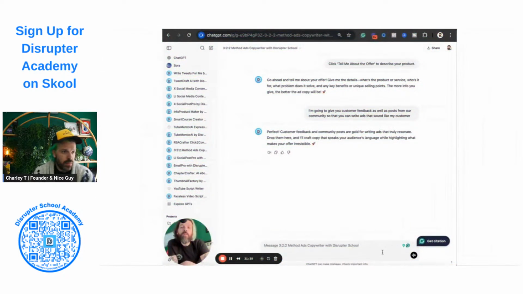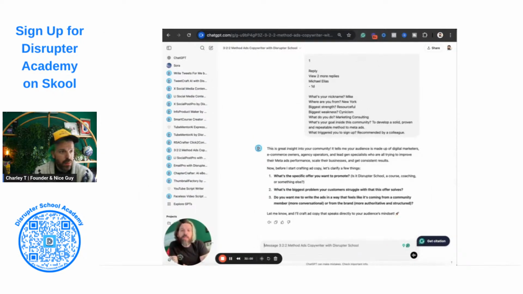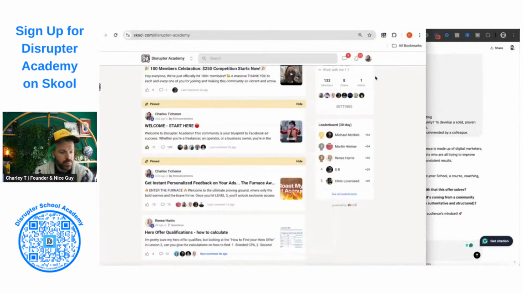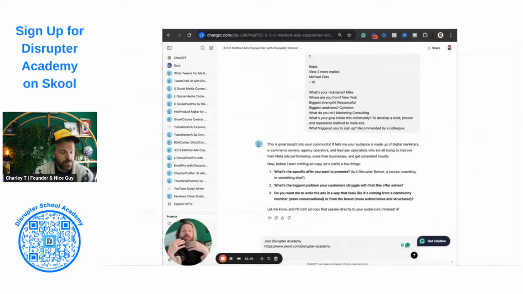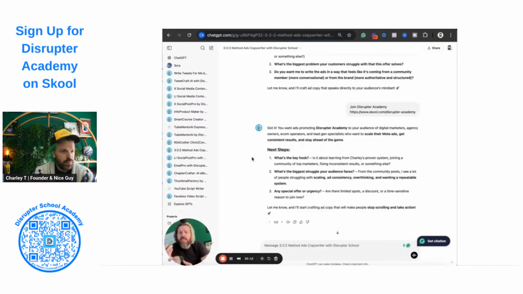Once we have that all copied, we can go back to our GPT, simply paste it, boom. Now the machine knows what we're looking for, and you can see it here, great insights on your community. Is there something specific you'd like to promote? And we're going to say, yeah, join Disruptor Academy. The machine is also smart enough that if you wanted to grab this URL and drop it in, it's going to contextually understand the call to action, which is join Disruptor Academy, and use the link to reference the website to add more context to our copy. Next, it's going to ask us to confirm some of the things here: key hooks or struggles or offers or urgency.